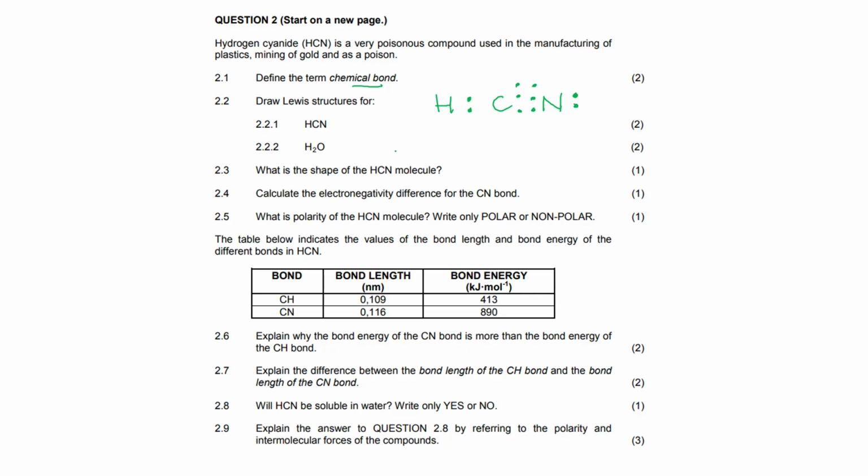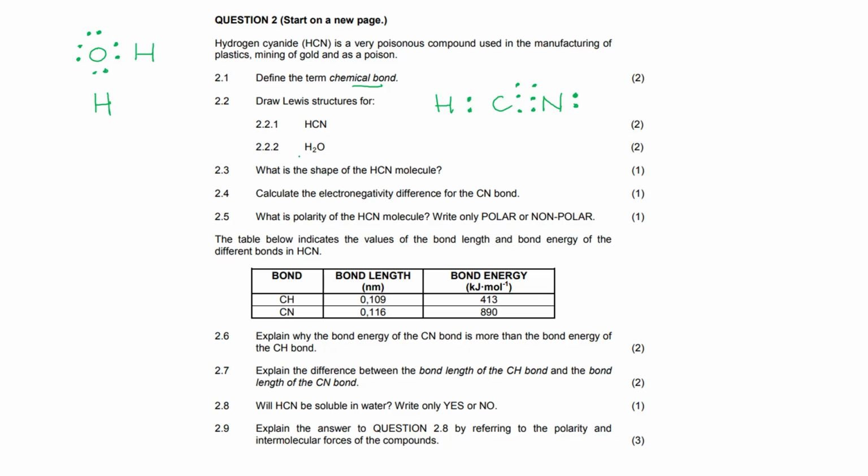Then for water, I'm going to write it on this side because it has sort of an angular shape. Okay, so I'll start with oxygen. Oxygen has 8, right? Hydrogen both has 1. So they will share 1 dot with oxygen.